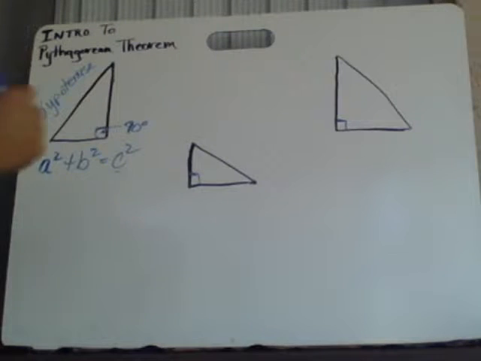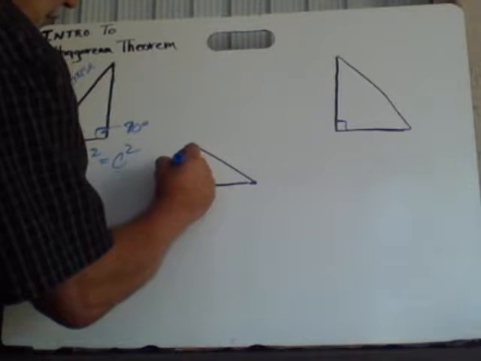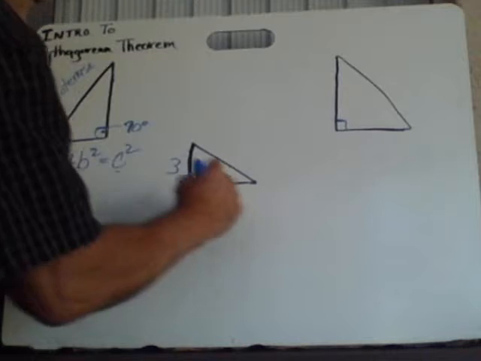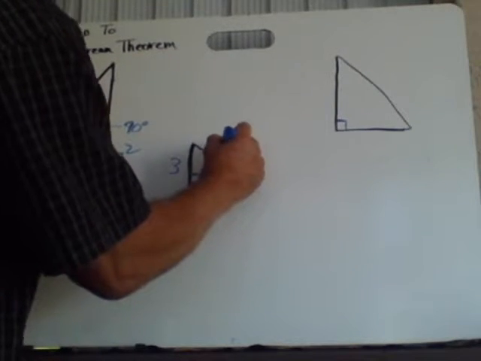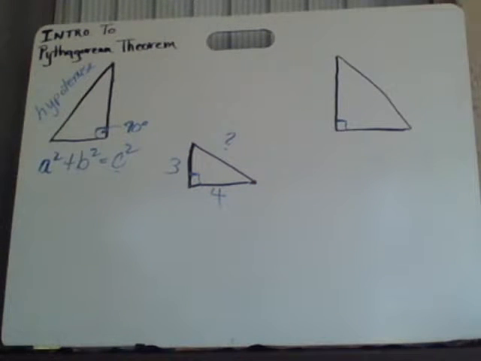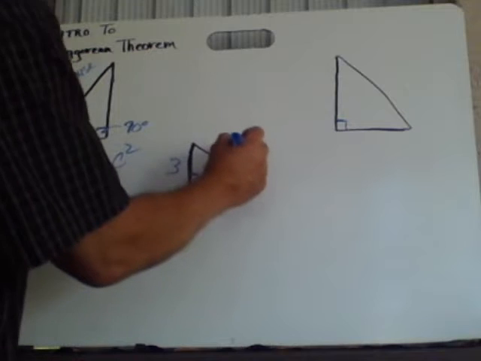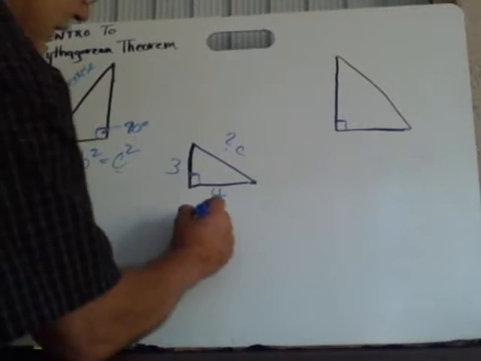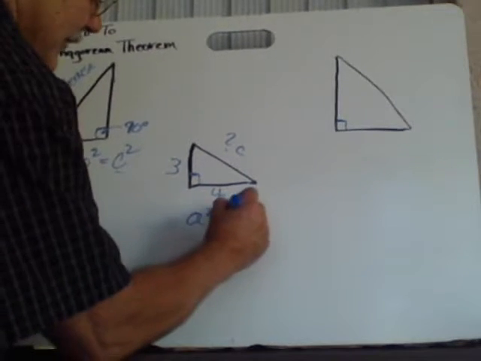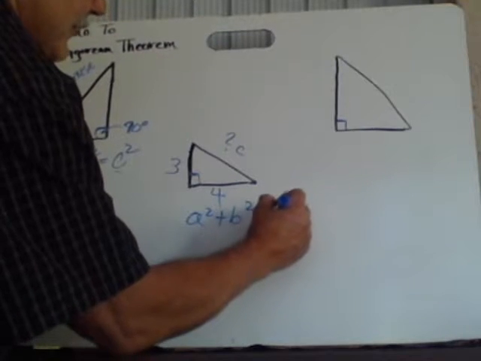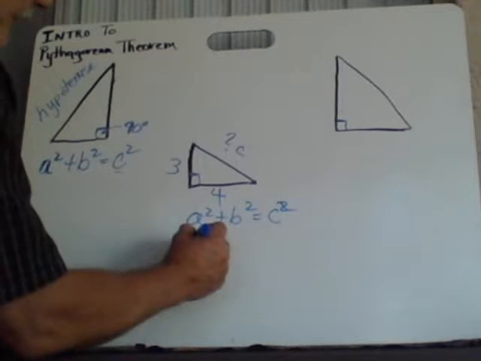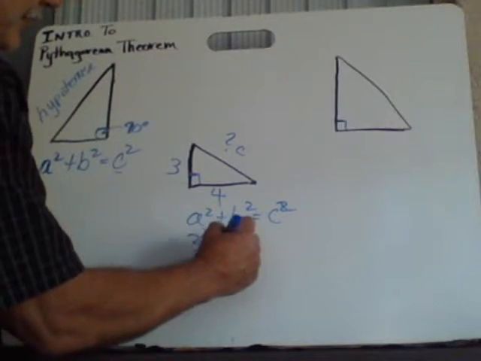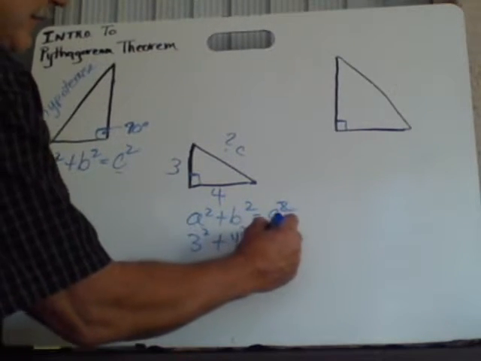Okay, so let's solve this first one. We've got one leg, which is 3, and another leg, 4. In this case, you want to know the other side, which happens to be the side opposite the right angle, the hypotenuse, and we know that's going to be c. So we can use the Pythagorean theorem, a squared plus b squared equals c squared. Then we substitute: 3 squared plus 4 squared equals c squared.